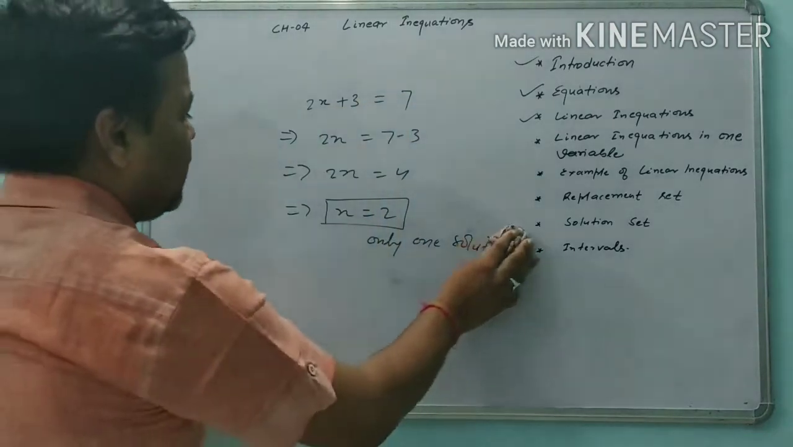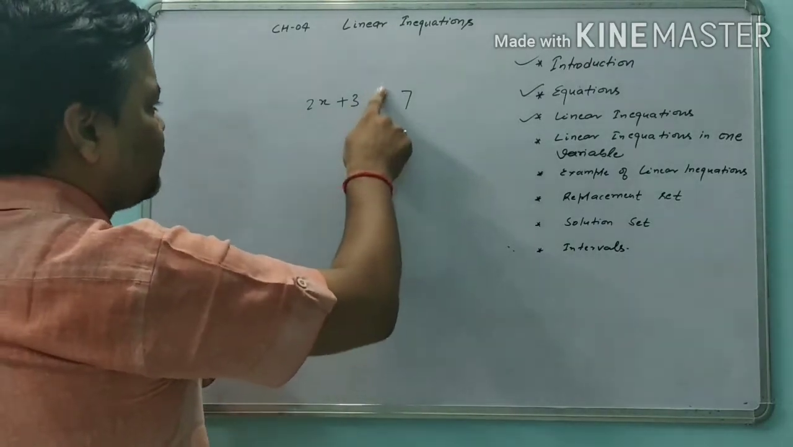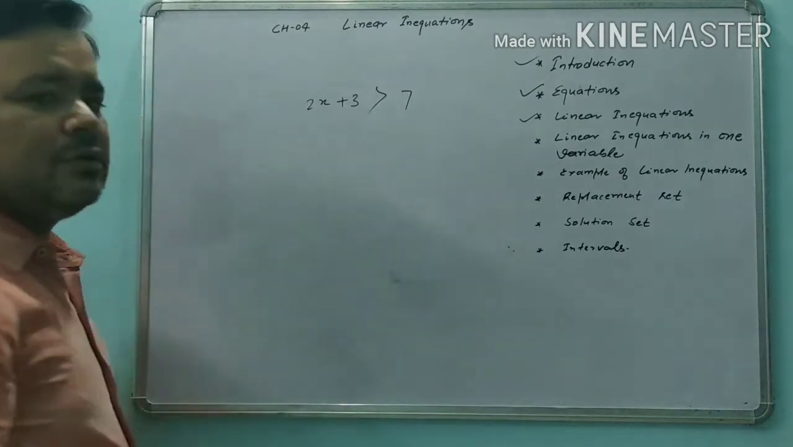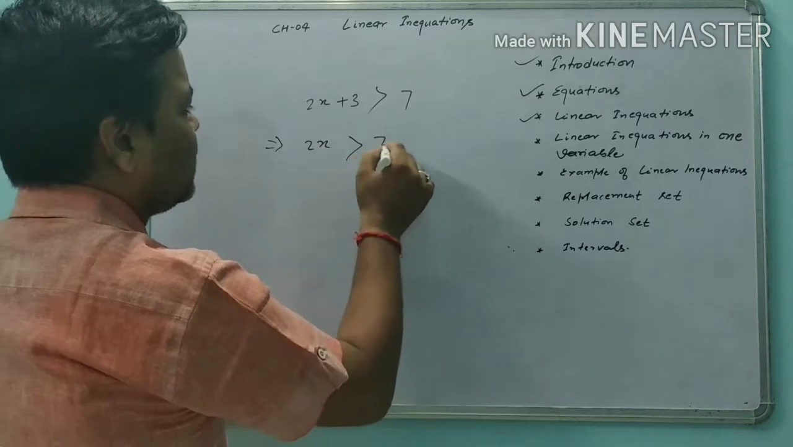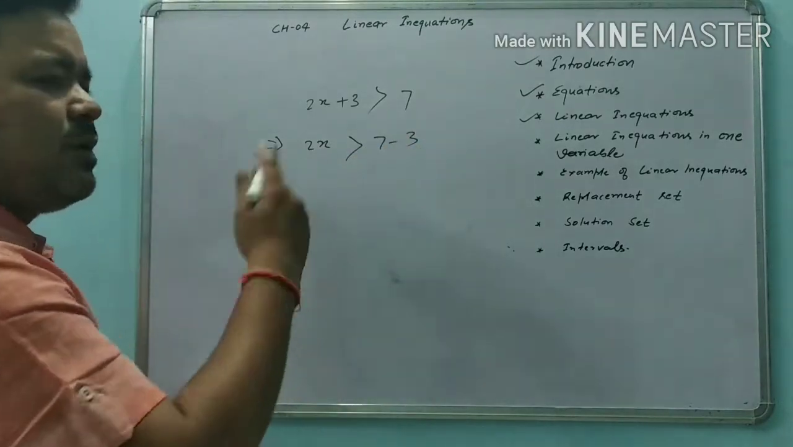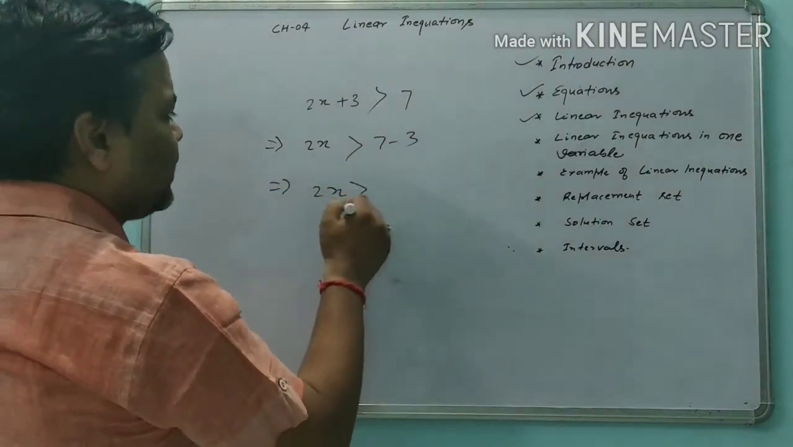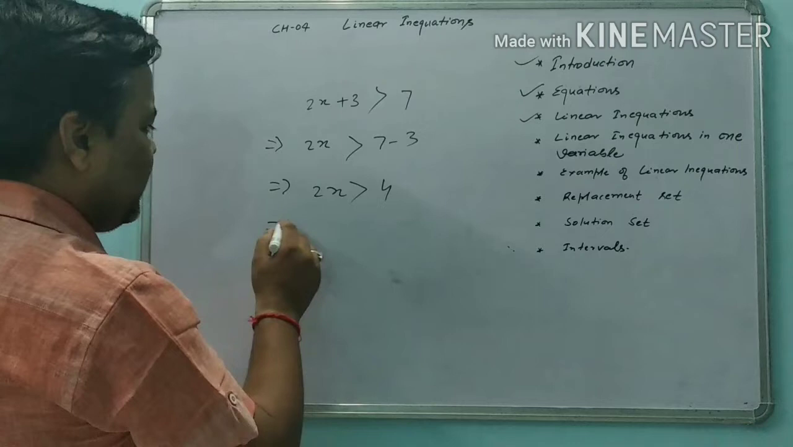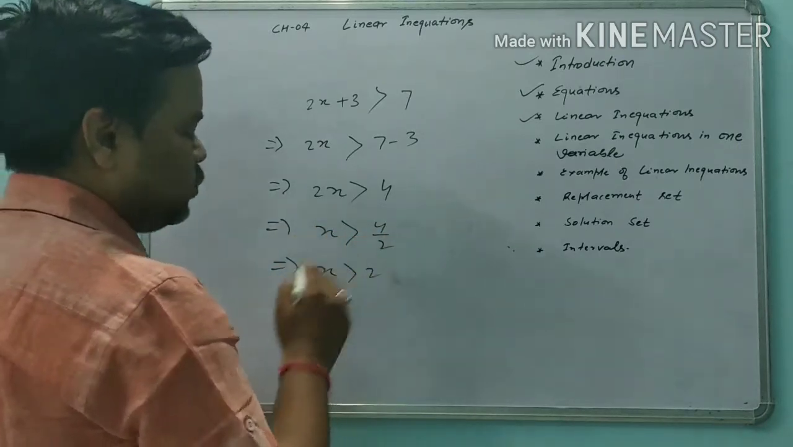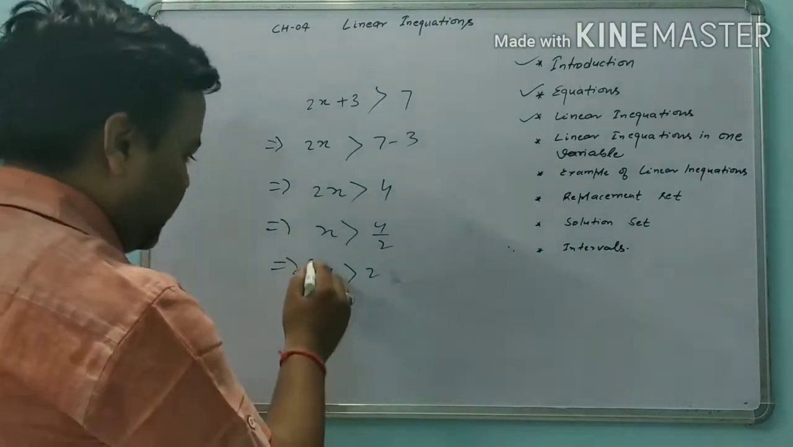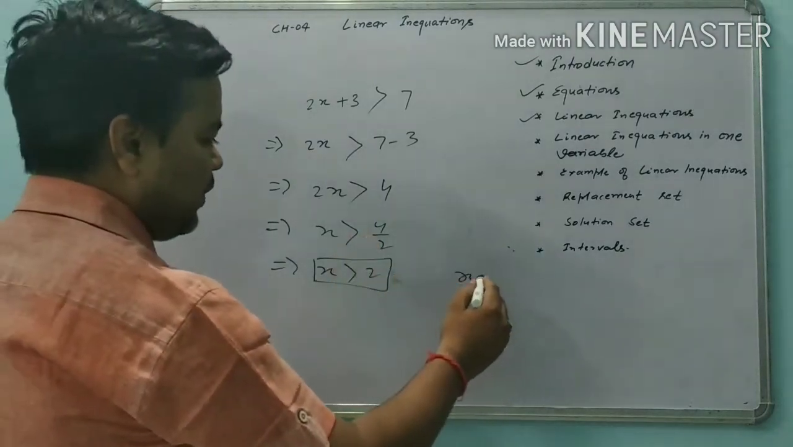But what happens if we put any symbol other than equal to? Just like if we write 2x plus 3 greater than 7. In this case what do we do? Just subtract 3 from both sides, then 3 and 3 will be cancelled. So 2x greater than 7 minus 3, which is 4, and x greater than 4 by 2, it means x greater than 2. Now here x is greater than 2, but in the equation we had the value of x equal to 2.